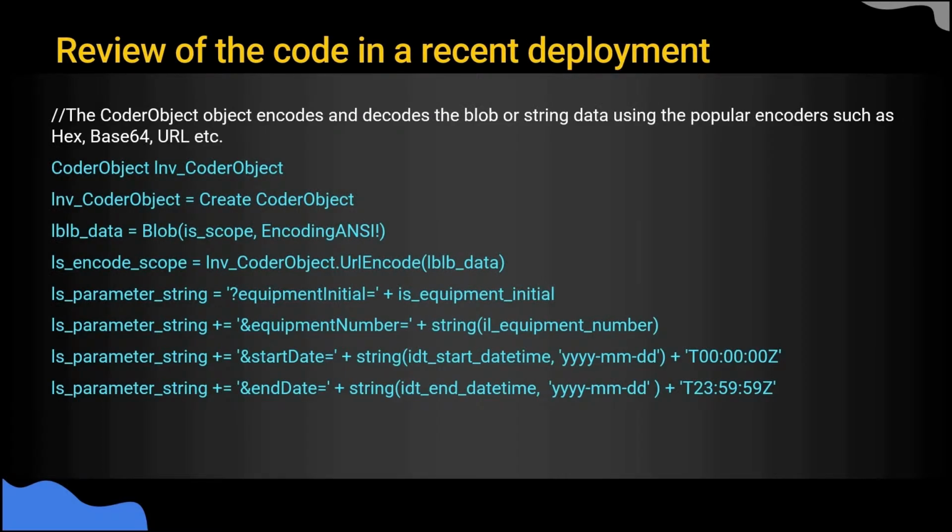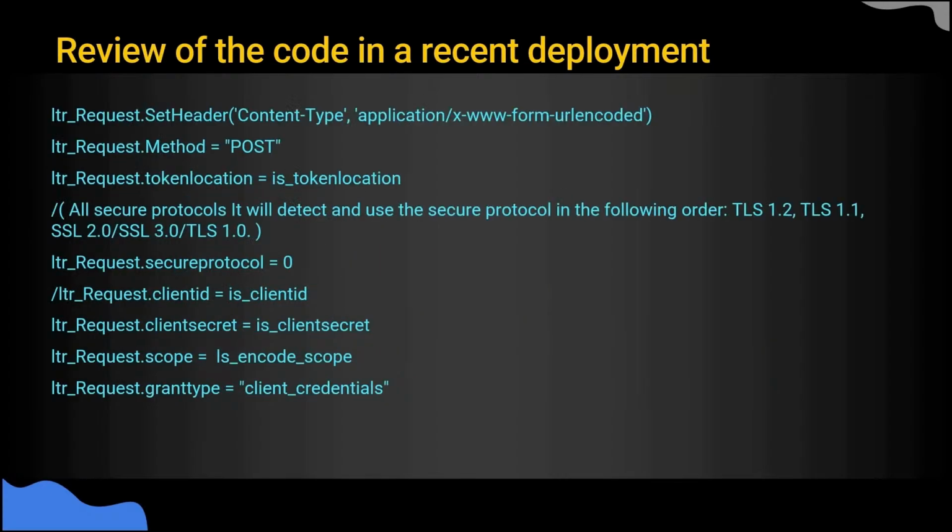So as we continue digging into our code, I discovered while doing this coding project that our scope needs to be encoded. There's an object in PowerBuilder called the coder object, which encodes and decodes a blob or a string using popular encoders such as hex, base64, URL, etc. And what we're using here is encoding ANSI. Then what we have to do next is build a parameter string which will be passed in so that we can go off to the database and pass that information and then get our information back. So this is just information that's going to be passed as part of the overall call. Now here we're populating some of the attributes, some of the parameters of our LTR request object.